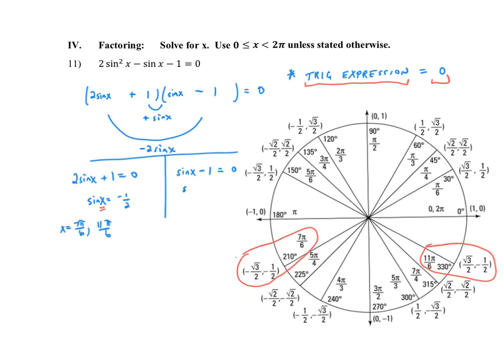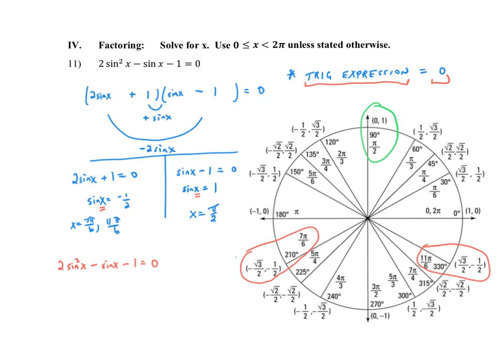On the other side, add 1 to both sides. We're trying to find the angles where the sine value is 1. Actually, there is only one angle right here. When x is pi over 2, the sine value is 1. So here are our solutions between 0 and 2 pi.